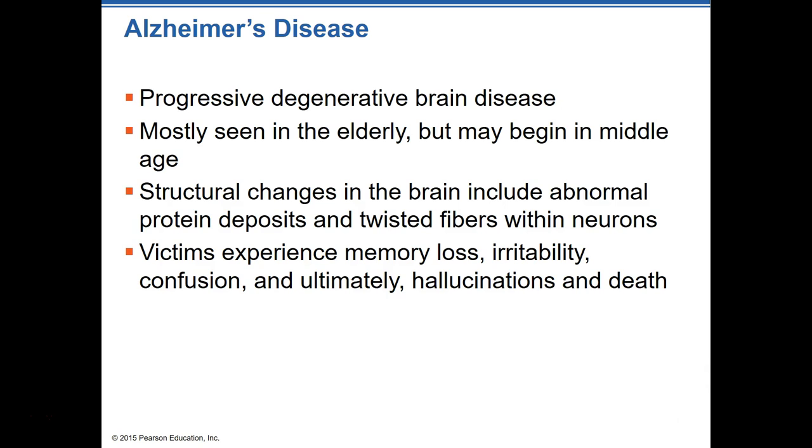What happens is it has to do with abnormal protein deposits that get twisted upon the neurons inside of the brain, and those neurons no longer can function because it's blocking their impulses. And as that progresses, remember, kind of like when your leg's in a cast and you don't use it, the muscles in that leg wither. Well, if we're not using the neurons in the brain, they begin to wither. Some of them even begin to die because they become entangled and strangulated by these protein deposits. What we typically see is memory loss, some irritability, confusion, and then hallucinations and death.